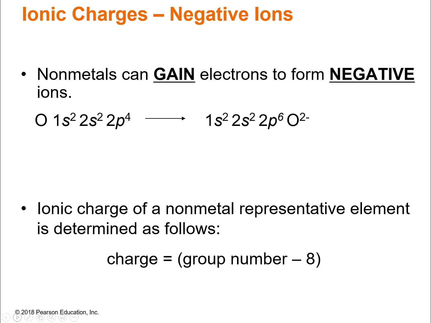So that was the positive ions. Now we're going to talk about negative ions. It's a little bit trickier. Nonmetals gain electrons to form negative ions. When we're talking about nonmetals, we're talking about groups 5A through 7A.